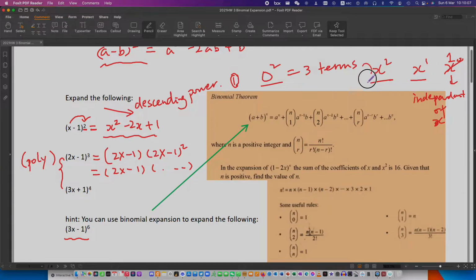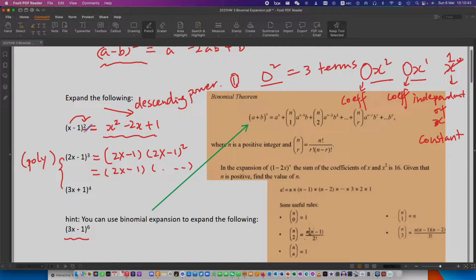Whatever is in front is called the coefficient. So the coefficient of x to the power of 2, and so on. The independent of x term means no x, or you can call this the constant term. What's the meaning of constant? Stay the same. If this is 2, it's 2 throughout, no change. These are the observations for an expression to the power of 2.